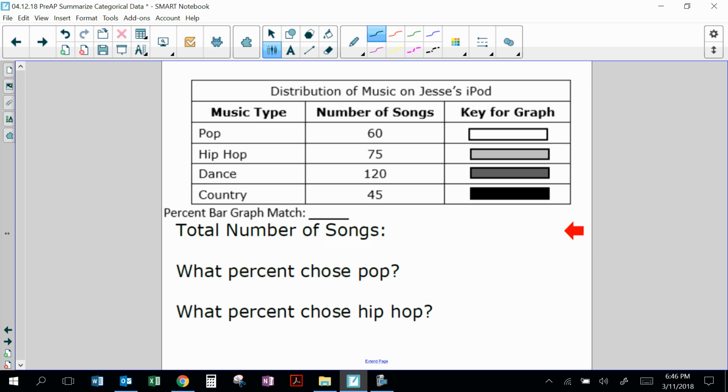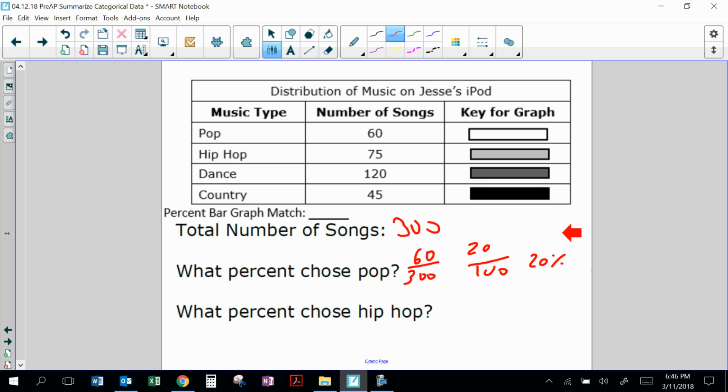All right, next one. Total number of songs. If I added all these songs up together, I believe it adds up to 300. Sorry, I'm trying to save time here. What percent chose pop? 60 out of 300 songs are pop music. I need to turn this to a percent. Many ways to get to percent. You could divide both sides by 3, or you can go up and down relationship, divide by 5. I'm going to do up and down relationship. So that's 20 out of 100, or 20%.